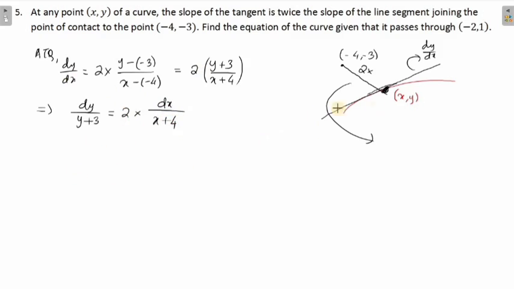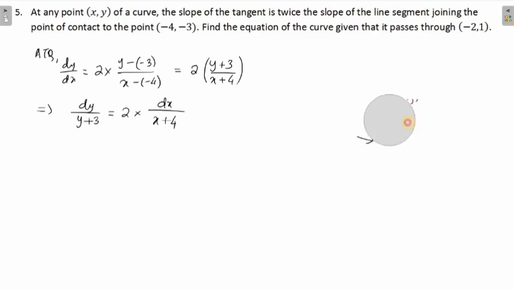Simple. So let me erase this diagram now. If you want to copy the diagram, you may pause the video and note it down, or else I am going to erase this. Alright, so here we got our differential equation. Integrating both sides, let's see what we get.